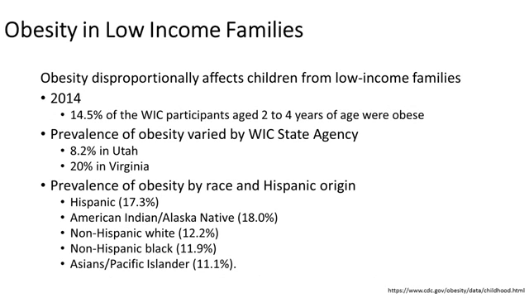Unfortunately, obesity does impact lower income families more, and we can see when we look at WIC data, about 14.5% of the WIC participants aged 2 to 4 years of age were obese. And what's also interesting is the difference that we can see from different WIC agencies. For example, Utah, their obesity prevalence was about 8.2%, Virginia about 20%. And when we look at the WIC data, we see that American Indian Alaskan natives actually have the highest obesity rates, followed by Hispanics, and Asian Pacific Islanders have the lowest.